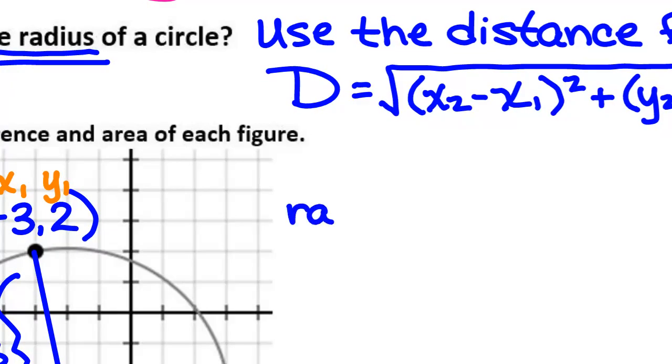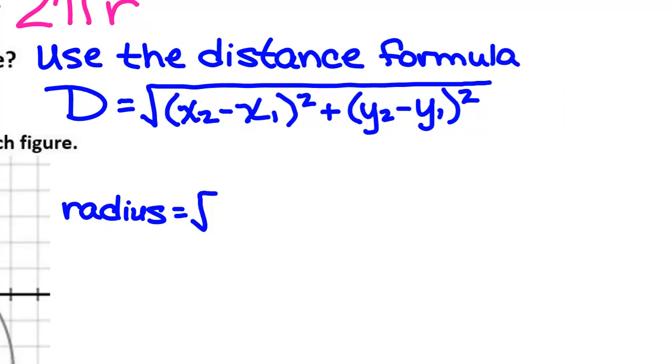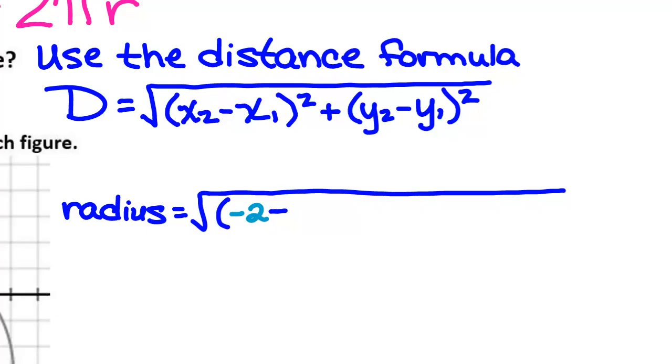So we're going to find the distance of our radius. I don't have point names, so I'm just going to say radius equals big, long square root sign x2, which is -2, minus x1, which is -3, so he goes inside his own special set of parentheses there. Close my big set of parentheses and square it.